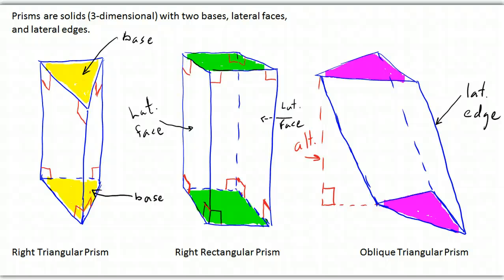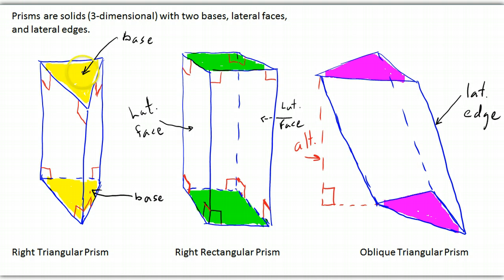Okay, this is all about prisms. And last chapter we were talking about area, which is two-dimensional. Now we're going to talk about three-dimensional objects, and they're called prisms. So every prism has two bases, lateral faces, and lateral edges.